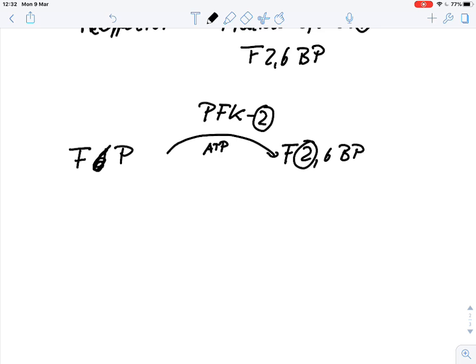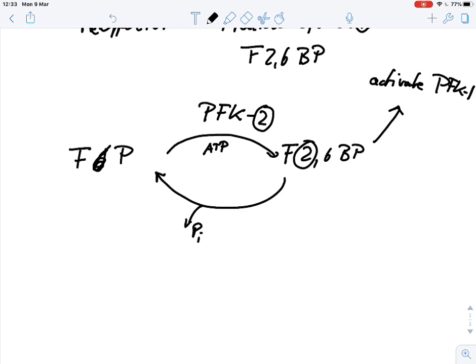So we have a phosphorylation reaction, and this product now can activate PFK1. That's what its job is. And then we also want to turn off the system if energy is abundant. Then we don't need PFK1 anymore. We don't want the glycolysis to happen, so we convert F26 bisphosphate back into fructose 6-phosphate. And we do that by just simply getting rid of an inorganic phosphate.